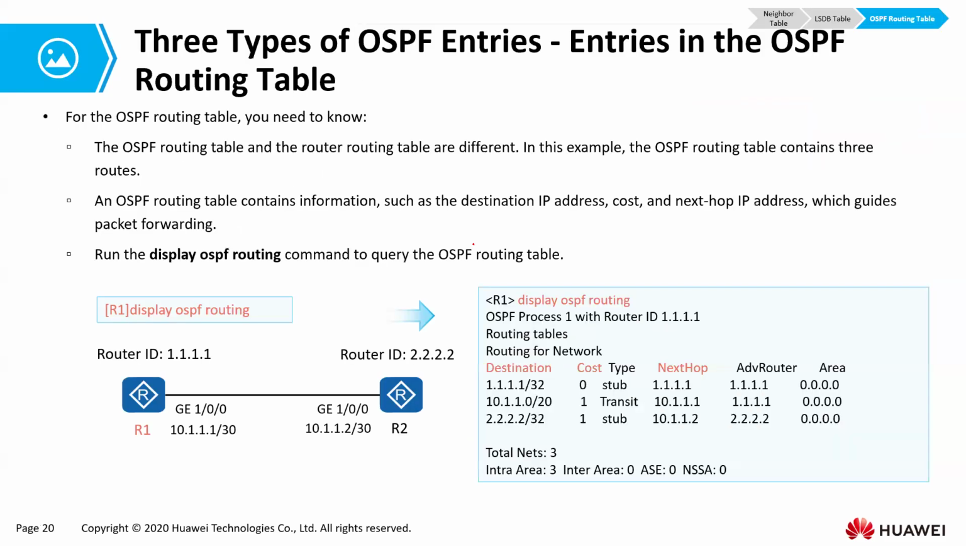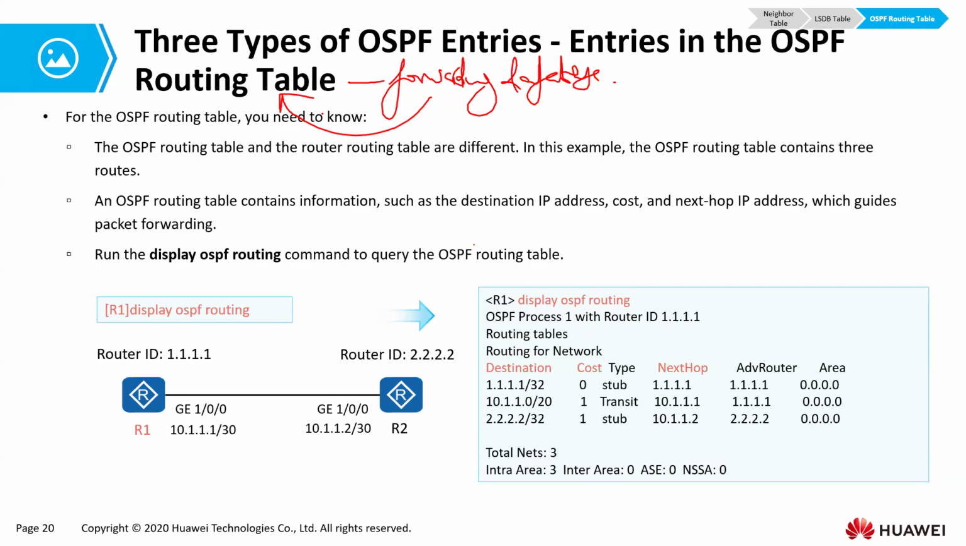After LSDB comes SPF calculation. SPF calculation gives us the routing table. So from the link state database, through SPF calculation, we get the forwarding database. So number one, it was the adjacency database. Number two, link state database. This one is the forwarding database. So from the forwarding database, that's where we get our routing table.